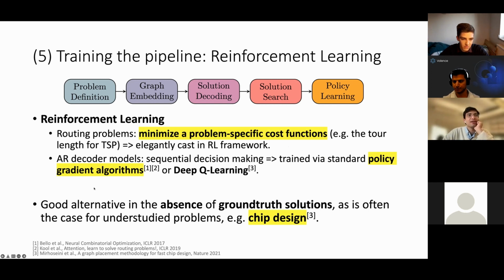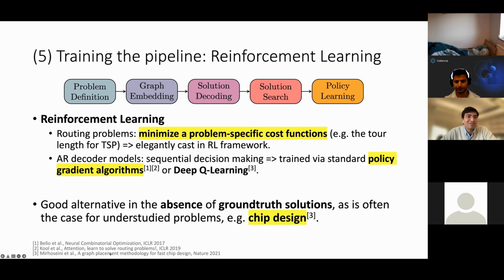But something very interesting or elegant is that routing problems, or generally combinatorial problems, are optimizing a cost, right? They're minimizing a certain cost. So for TSP, it's the tour. And this can very elegantly be cast into the reinforcement learning framework. So especially for these autoregressive decoders, you're doing some kind of sequential decision making. You're learning to make sequential decisions, and you can now train this via either standard policy gradient algorithms, which usually work well, or via deep Q learning.